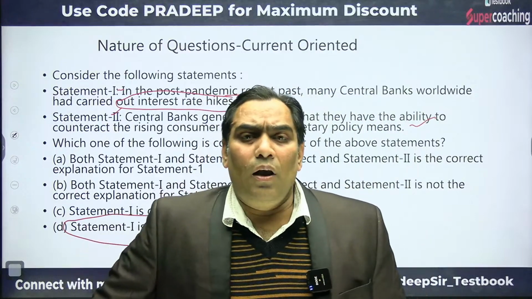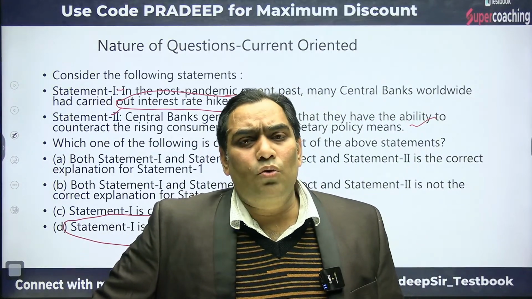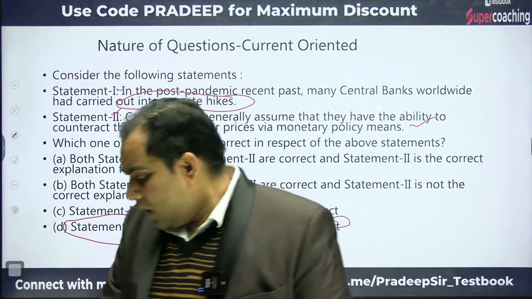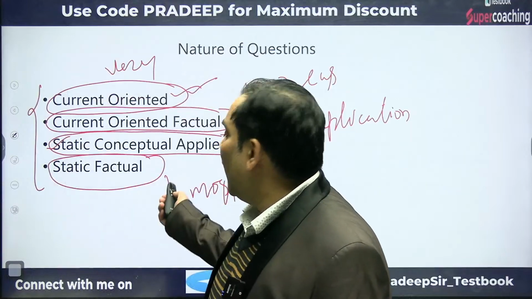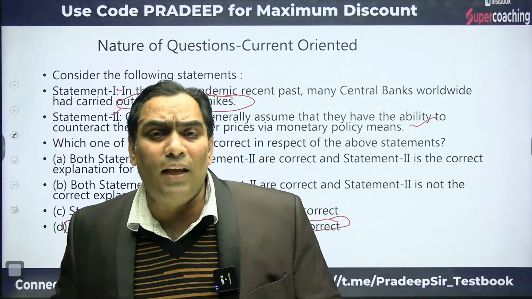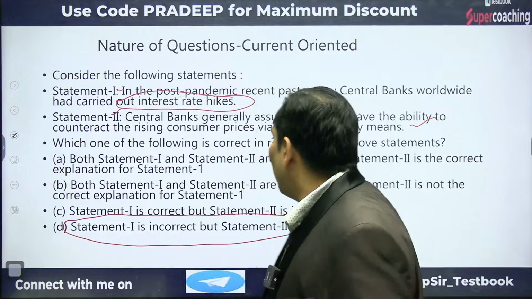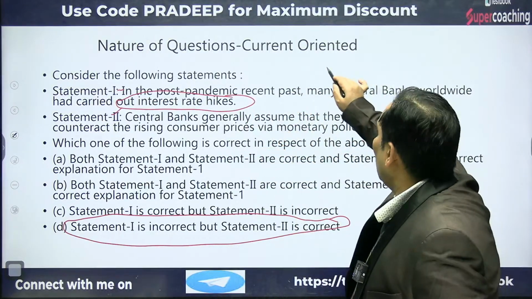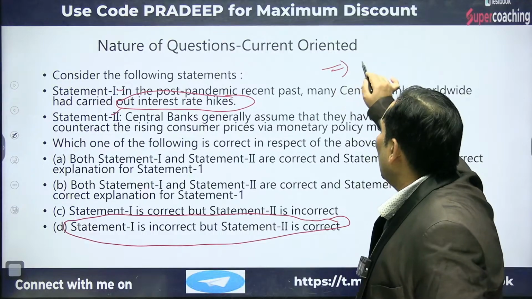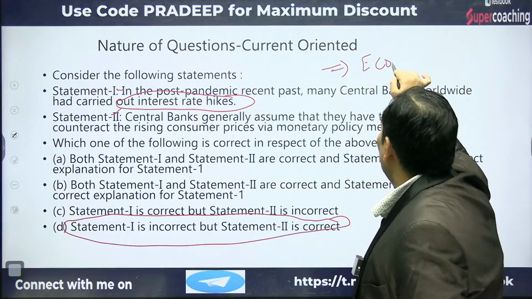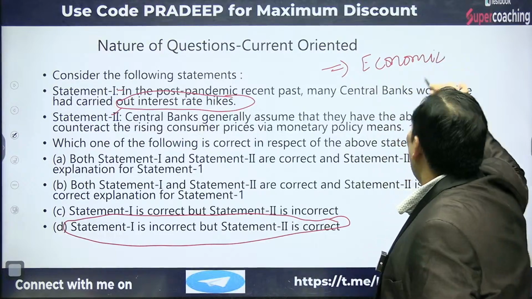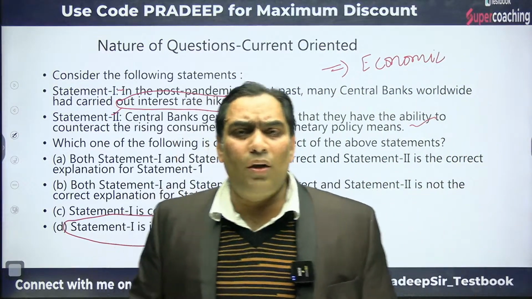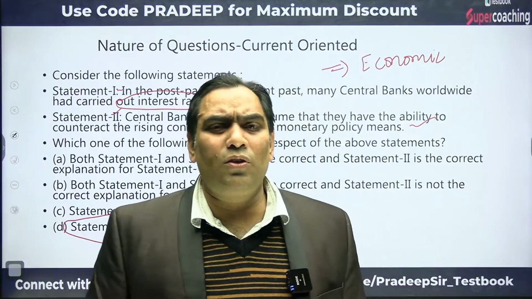So let me tell you why this question was asked. The nature of this question is current-affairs oriented. Let me explain: during the corona period there was an economic slowdown, with shutdowns and lockdowns, so business activities were not taking place.